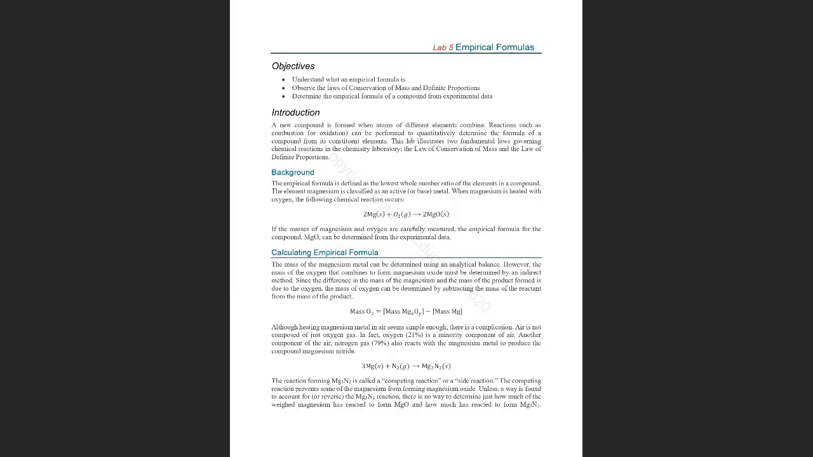The main objective of today's experiment in Labflow is to understand what an empirical formula is. Also, to observe the laws of conservation of mass and definite proportions. We will go over those shortly. And lastly, you will perform an experiment and calculate the empirical formula of a compound from experimental data.